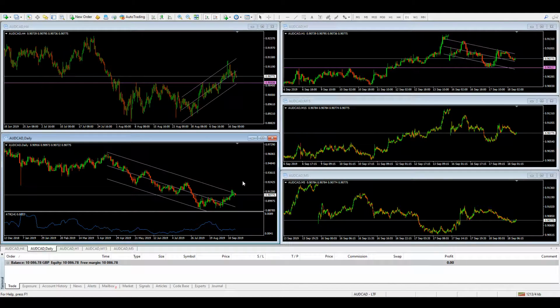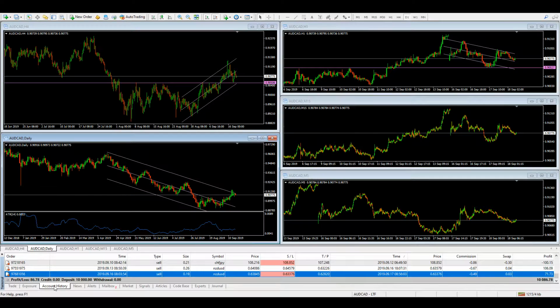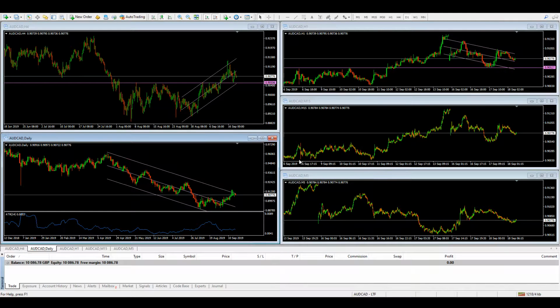So first of all, let's have a look. Let's see what's gone on since yesterday. I've taken profit on another position on NZD/USD. I'll come back to that a bit later. But first of all, let's start by giving a quick overview of the strategy.